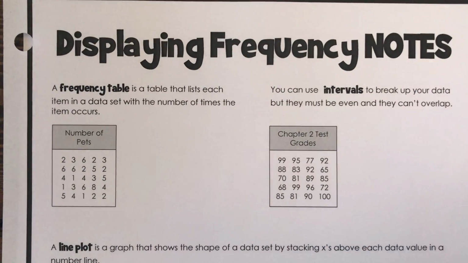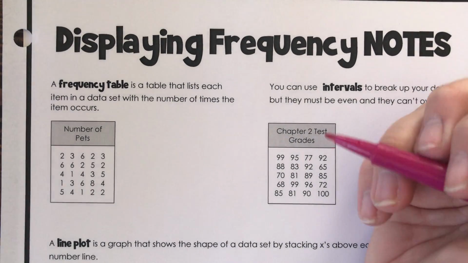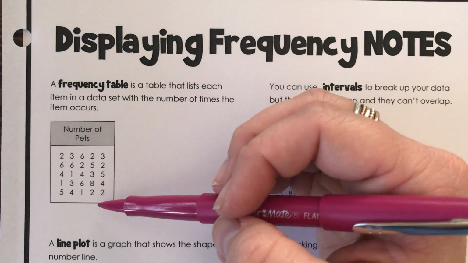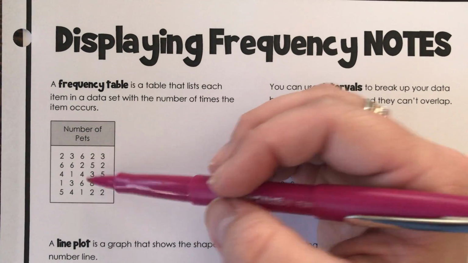So today we're talking about displaying frequency. There are a few different things we're going to talk about: a frequency table, a line plot, and a histogram. A frequency table is a table that lists each item in a data set with the number of times that item occurs. So if I was doing a survey of how many pets you have, my smallest number is 1, my biggest number is 8.